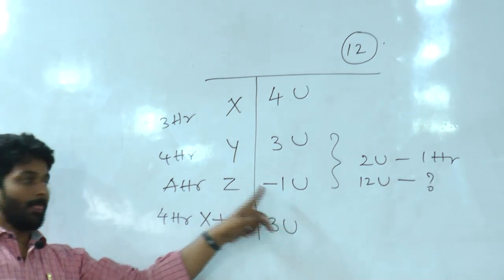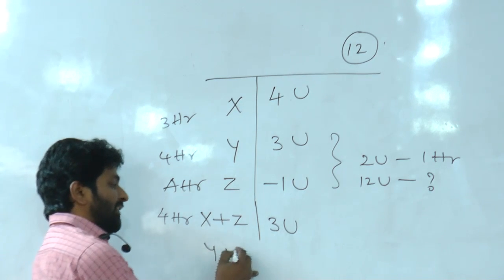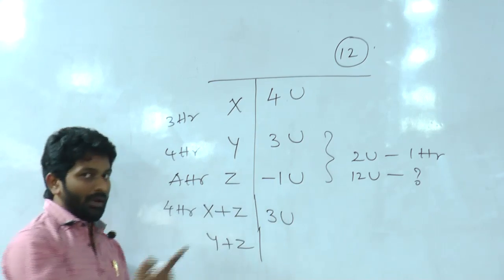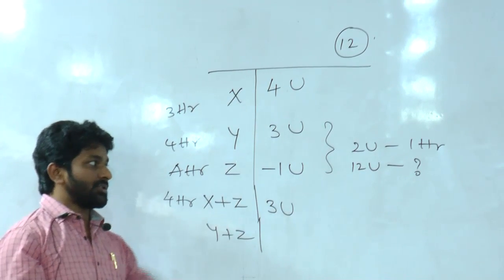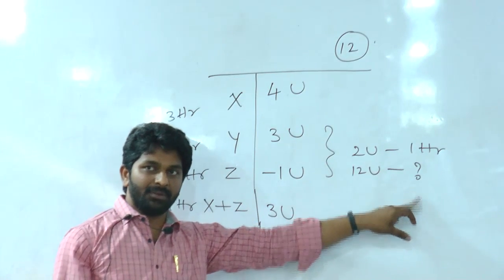Now Y and Z work together. If Y and Z work together, Y gives 3 units positive work and Z 1 unit negative work. Together 2 units. To fill 2 units they need 1 hour. To fill the total number of units, 12 units, how much is the time taken?